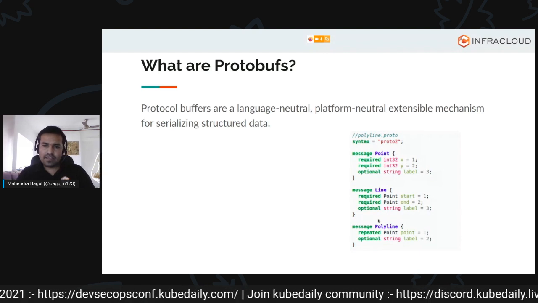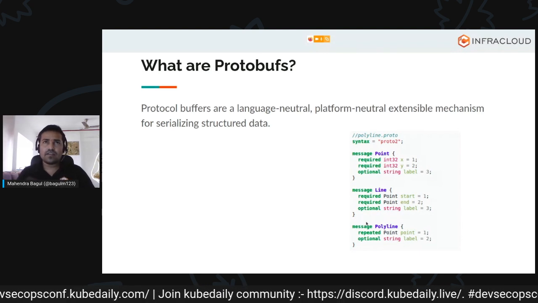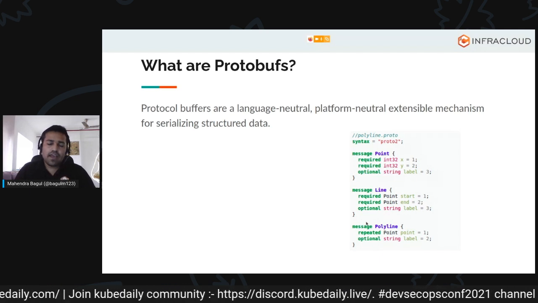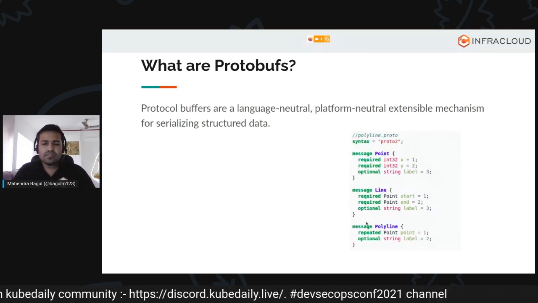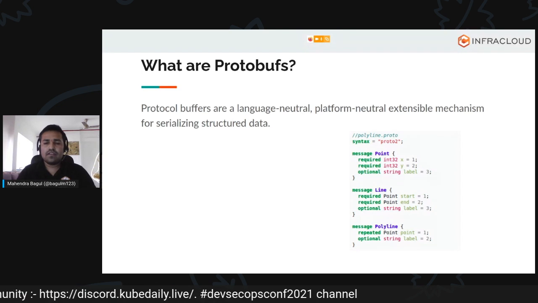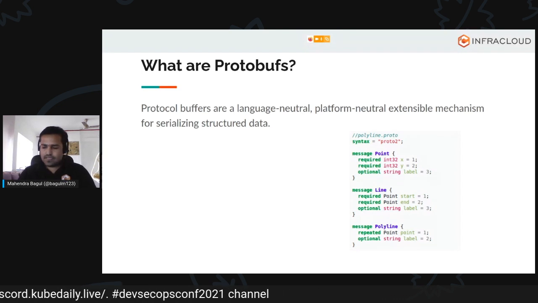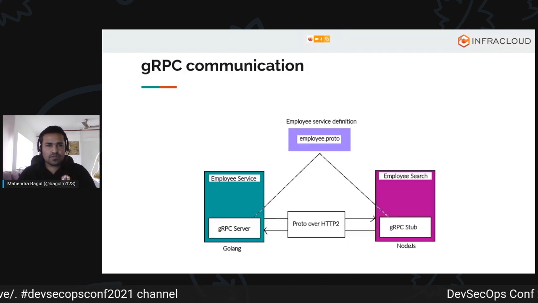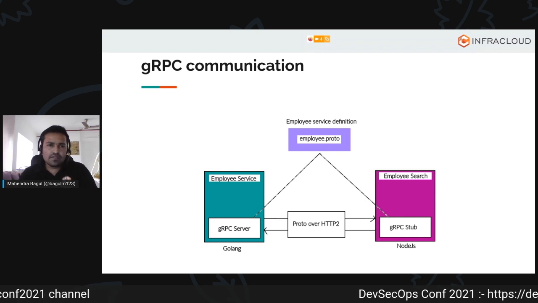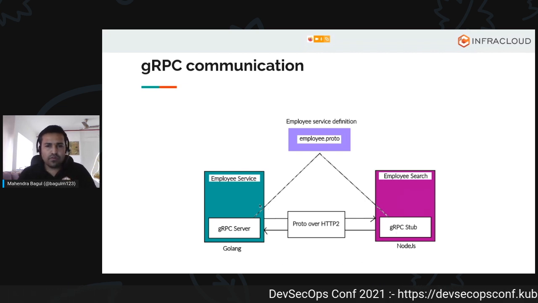And again, in the same file you have services as well, and a service basically will have some methods which will be invoked by the clients, right? Yeah, so this is a little bit about protobufs. And so this is what a typical gRPC communication will look like.